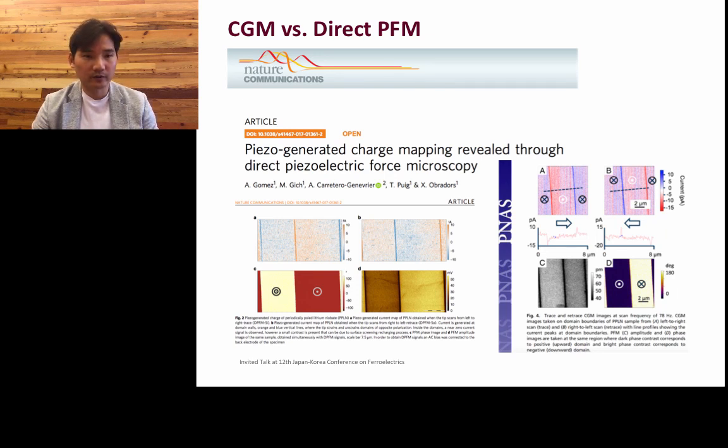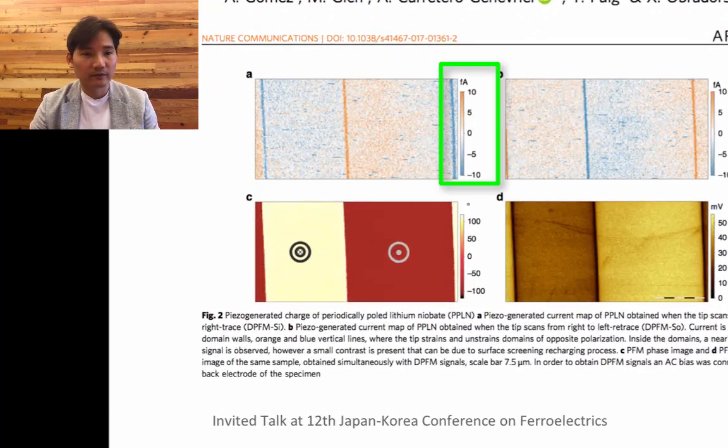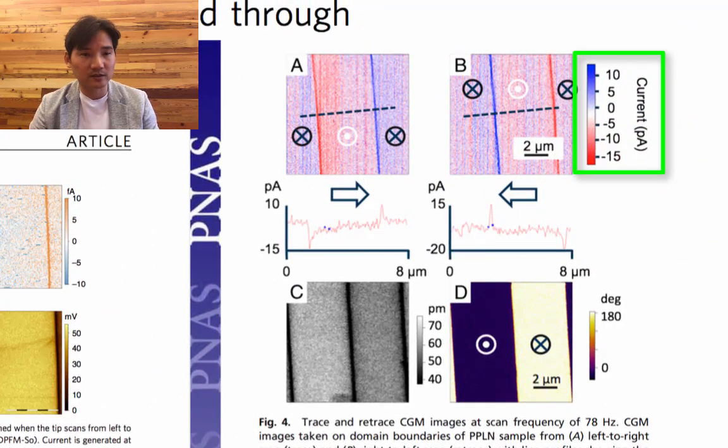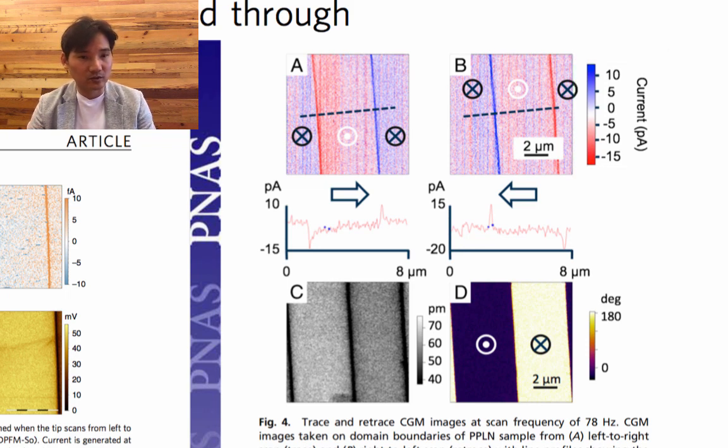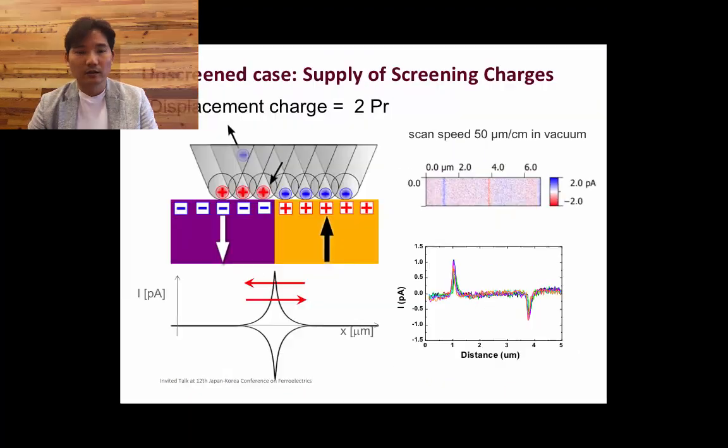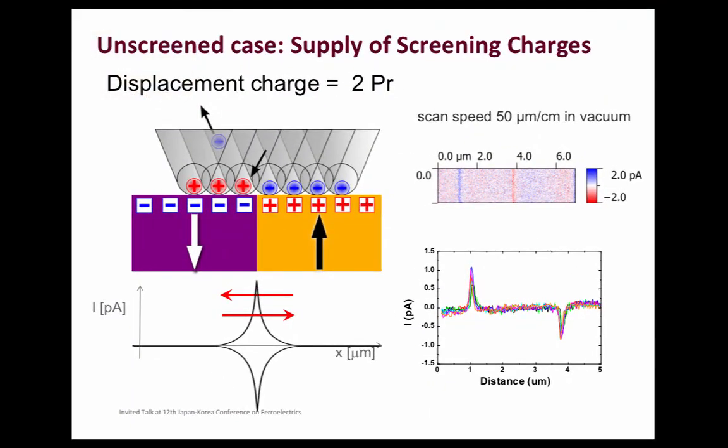However, they were very careful to remove all the charge scraping component. So if you look into the Z-scale of their image, the current scale is femto-amps, while our current image is in pico-amps. So you can see there is 1,000 times difference, meaning in our image, the piezoelectric charge contribution is less than 0.1%.